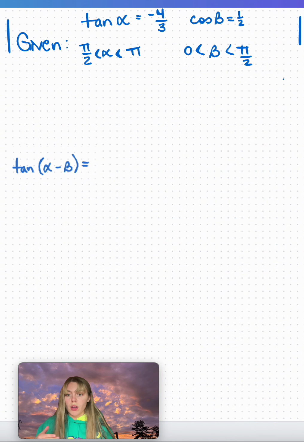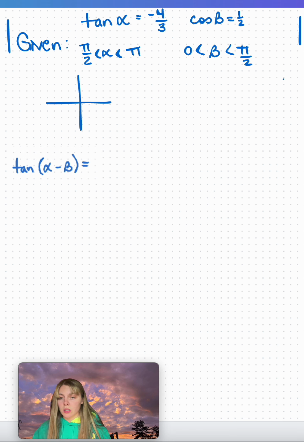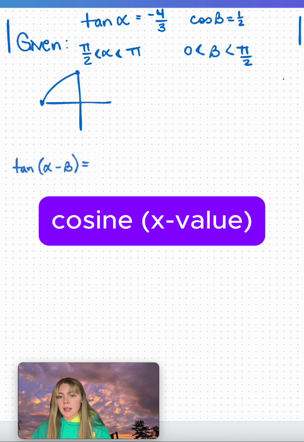But first, I'm going to draw the triangles that correspond to alpha and beta. I'm going to be thinking about this on the coordinate plane. And when I look at the domain, it tells me that alpha is between pi/2 and pi. So I know that my angle is going to be over here in the second quadrant. Now when I go to draw my triangle, I can see and interpret the negative in tangent. So tangent, sine over cosine, and I know that my sine, my y values in the second quadrant are positive, so it's my cosine that's going to be negative.